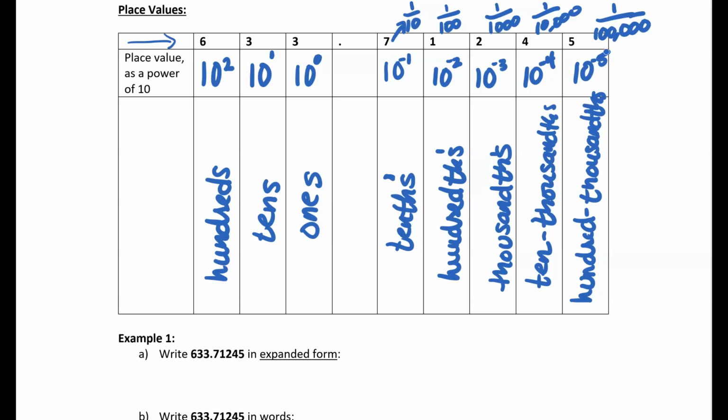So this is going to help us write numbers in expanded form. We already did some expanded form in chapter 2, but we're going to do it again, only with decimals. So let's check out this first example.